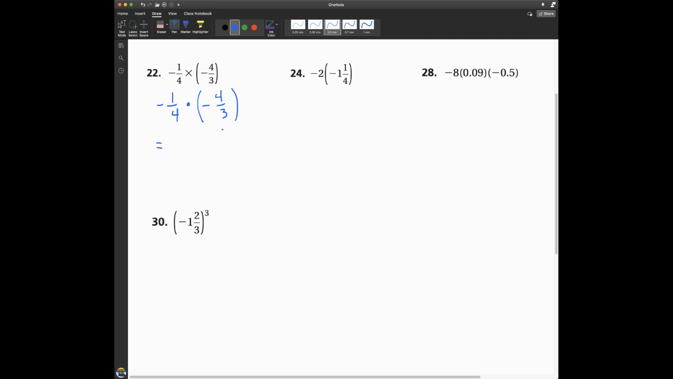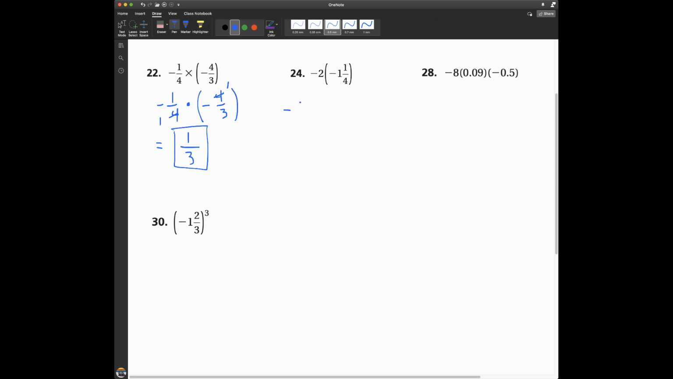So that's what I do first. I figure out the sign of my answer. Then I look to see if I can cancel. Here I've got 4 in the numerator and 4 in the denominator. And so now I can just go ahead and multiply my numerators, which are just 1 times 1, and I get 1. My denominator is 1 times 3, and I get 3. Again, my answer will be positive because these two rational numbers have the same sign. And boom, I'm done. Okay, let's look at number 24.